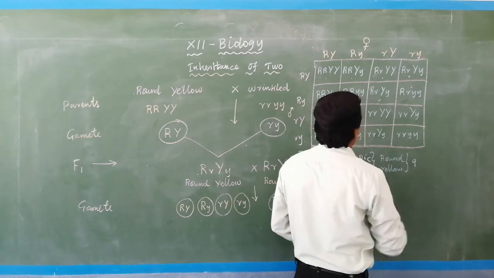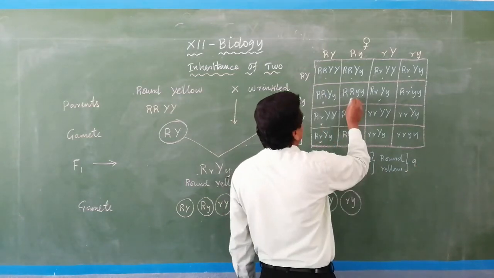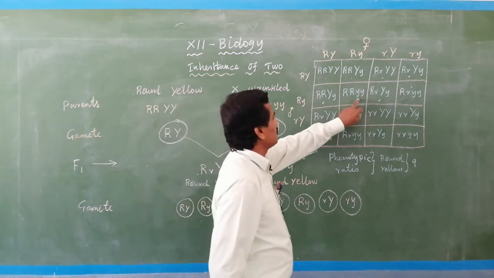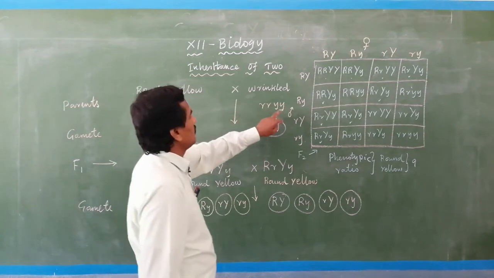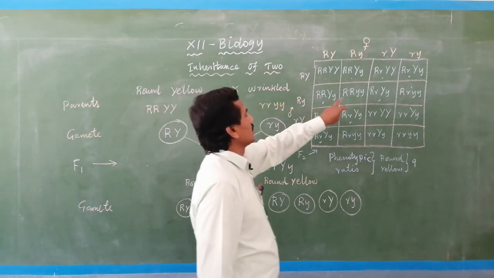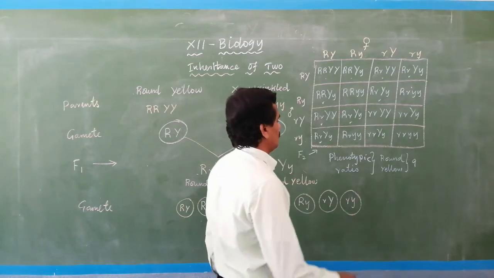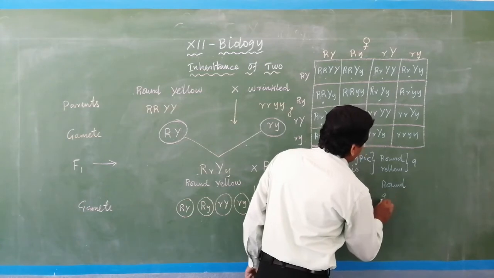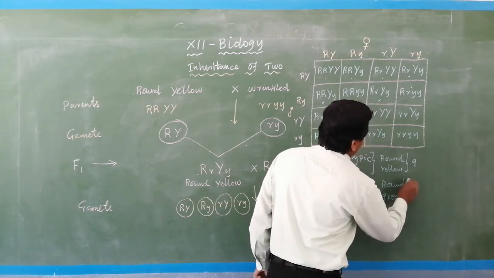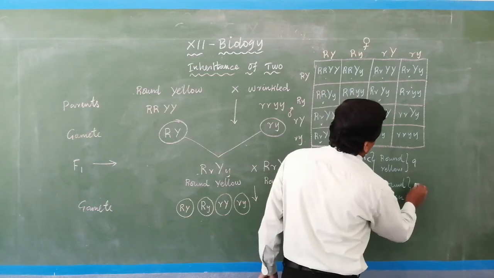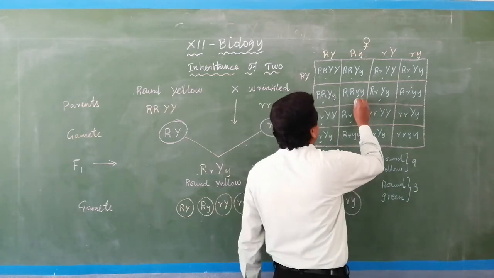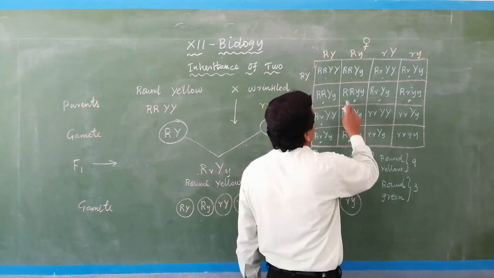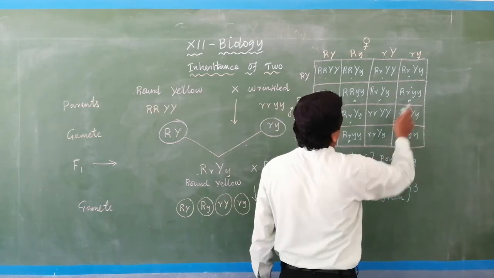Then the next one here: round plant with small y means what? Small y is green. So it is a round, green seeded plant. So 3, 1, 2 and 3. Round green, round green, round green.